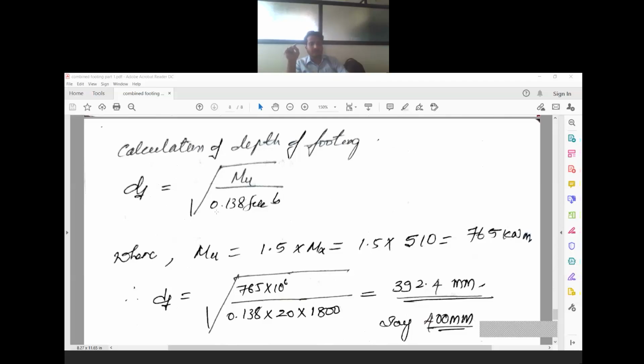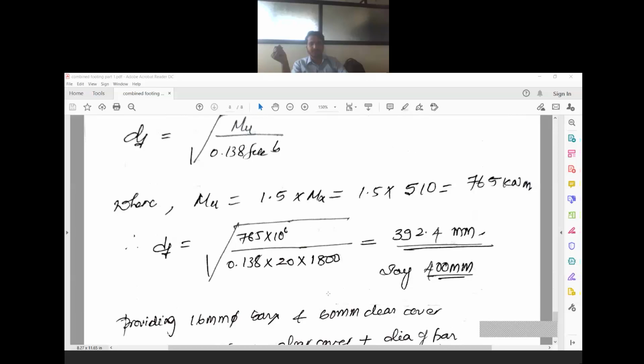So d is equal to under root Mu divided by 0.138 fck b is what the formula becomes, where Mu is not the actual maximum bending moment, it is the factored bending moment. Whenever you see Mu or Mu limit and the like, you have to substitute the factored bending moment. So to obtain the factored bending moment, we multiply the maximum bending moment Mx by 1.5. So we will obtain 765 kilonewton meter.